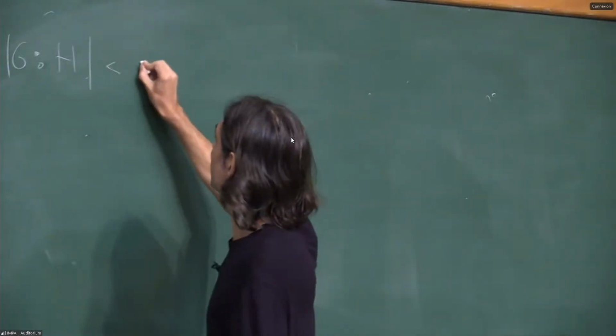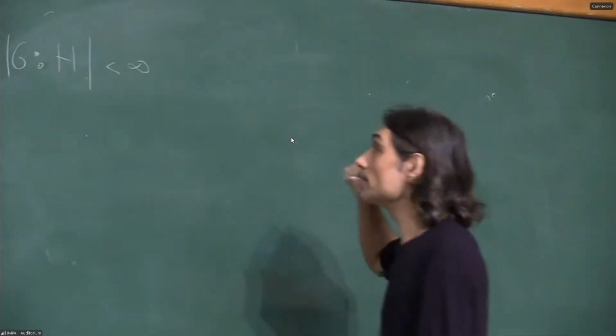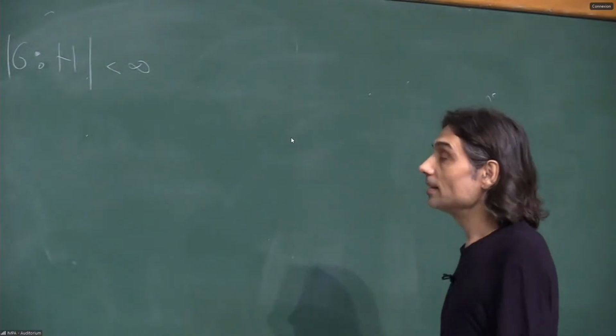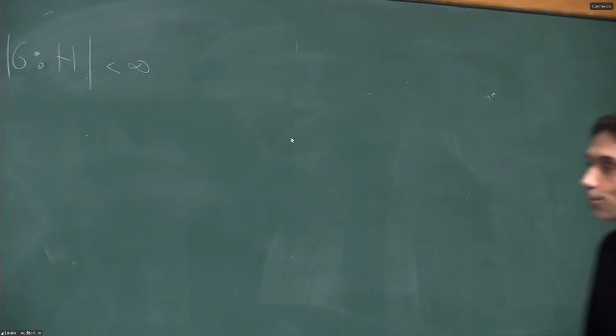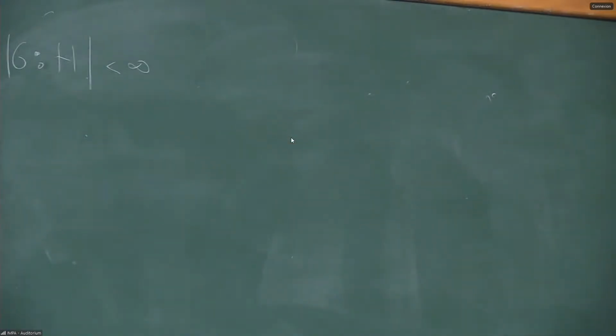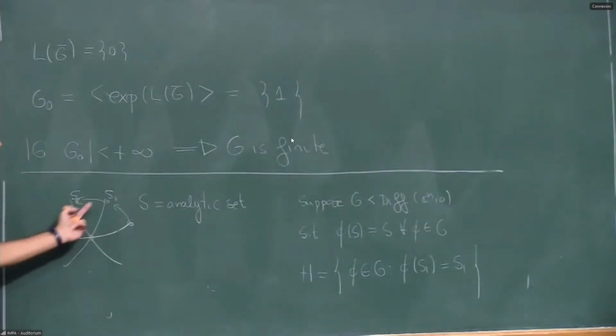And what happens is that if the group G has a connected Zariski closure, these two groups are equal. So you're going to have results in which preserving an analytic set is going to be equivalent to preserving every reducible component.